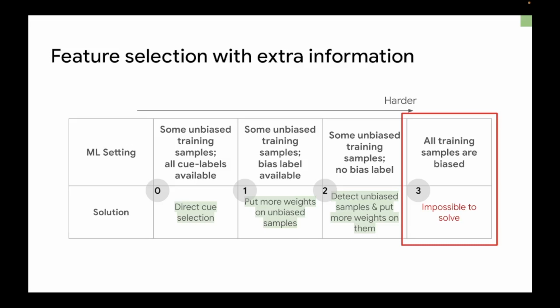Okay, so that was it for the section on unbiased training samples with no bias label. And now let's take a look at the case when you have only biased samples. Is there something we can do about that?